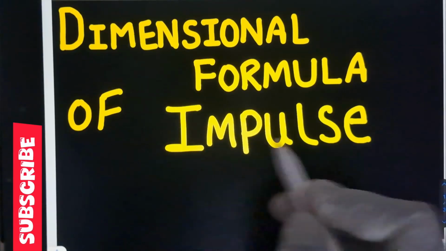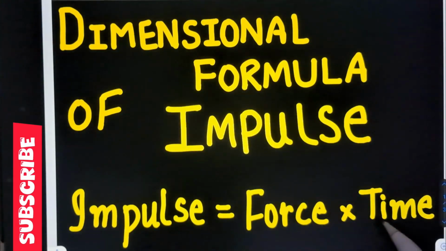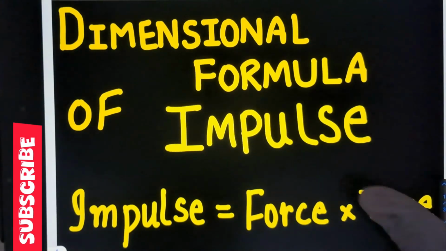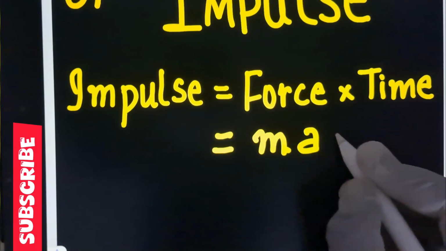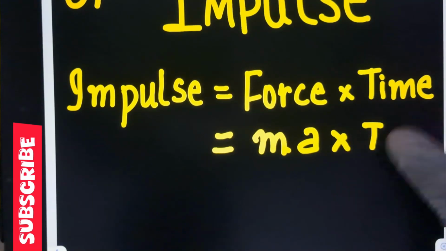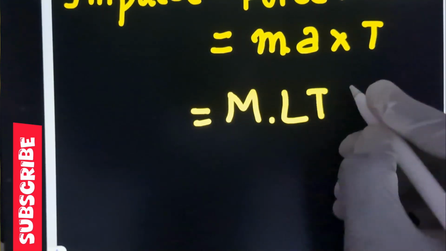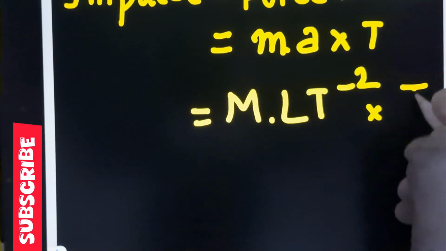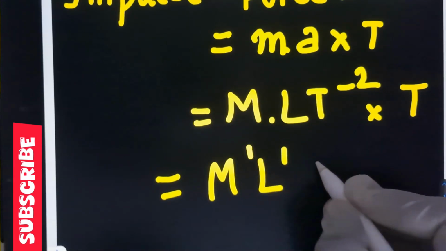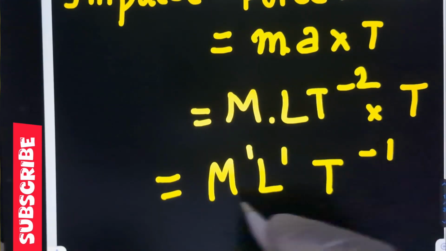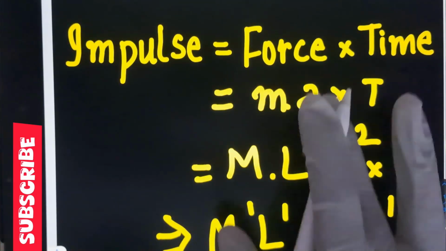To find the dimensional formula of impulse. Impulse is equal to force into time. I is equal to F into T. You have to know the dimensional formula of force first. It is mass into acceleration. You can check it in our playlist of dimensional formulas. And time T. Here mass M, acceleration L T power minus 2 into T. So it will be M power 1, L power 1, T power minus 1. So it is the impulse dimensional formula, M1 L1 T power minus 1.